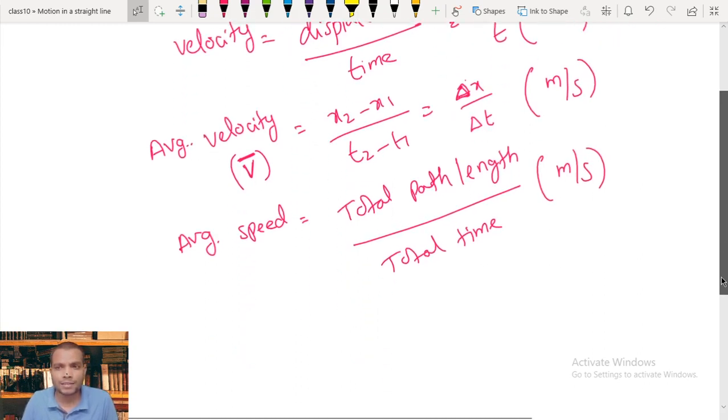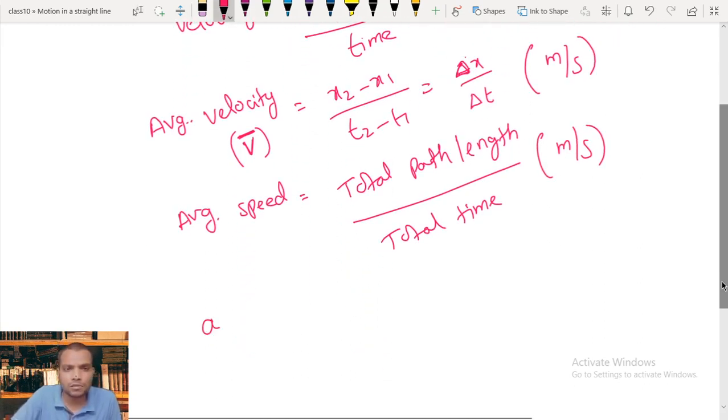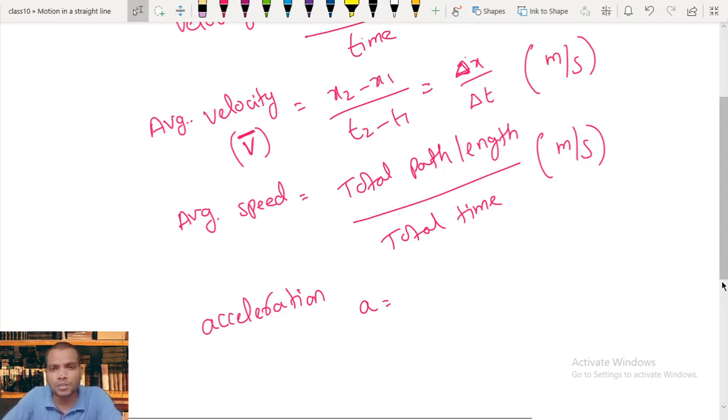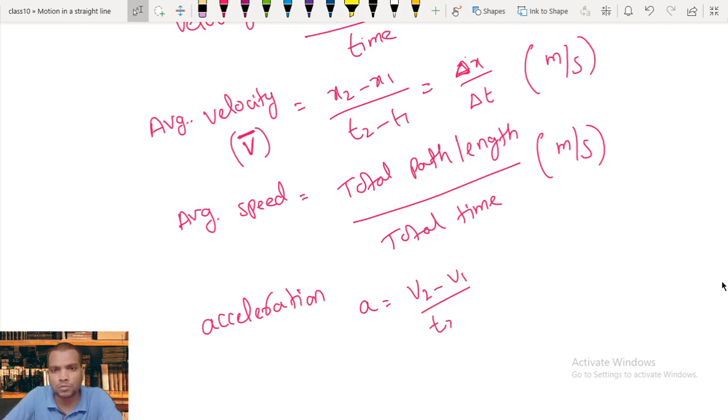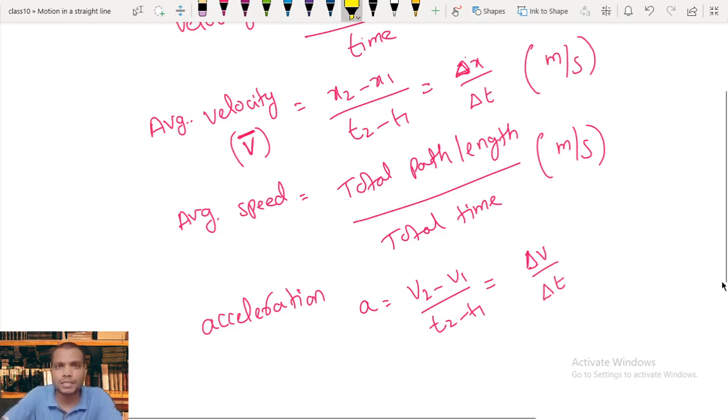Now we talked about acceleration. Acceleration a equals the rate of change of velocity, the change in velocity, v2 minus v1 upon t2 minus t1. This you can also write as delta v upon delta t. Delta means nothing but change. In physics we represent delta with the triangle, not the mathematics triangle, it's physics, so we call it delta.